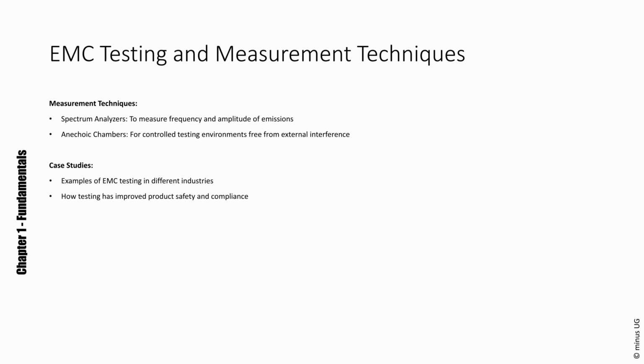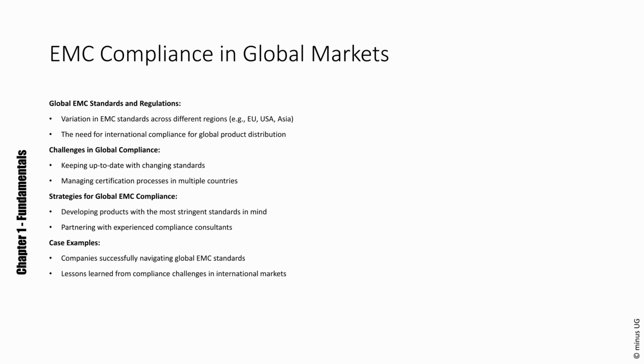Case studies. EMC testing plays a significant role across different industries, ensuring product safety and regulatory compliance. In the telecommunications industry, EMC testing helps in mitigating interference among communication devices, enhancing the quality and reliability of connections. In the medical sector, EMC testing is crucial for the safe operation of sensitive medical equipment, ensuring that they are immune to electromagnetic disturbances, which could otherwise lead to incorrect diagnoses or malfunction. In the automotive industry, EMC testing ensures that the increasing number of electronic components in modern vehicles do not interfere with each other, thereby ensuring vehicle safety and functionality. These case studies highlight how EMC testing has been instrumental in improving product safety and ensuring compliance with international standards across various sectors.